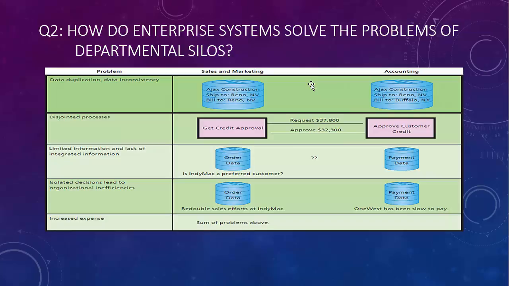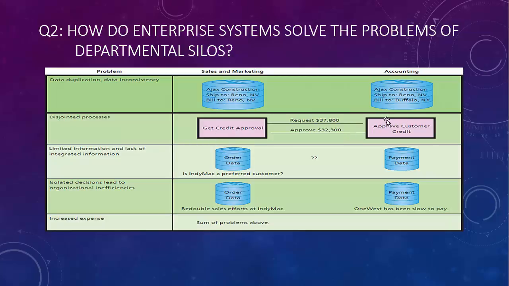Another area is this disjointed process. An example might be you get credit approval in the sales and marketing department, and then the department that has to approve it is the accounting department. So here you get a request for 37,800 and it's approved for 32,300. Well, now this sales and marketing department really has to go through another process in order to get that amount, if they're going to need the whole amount or not.